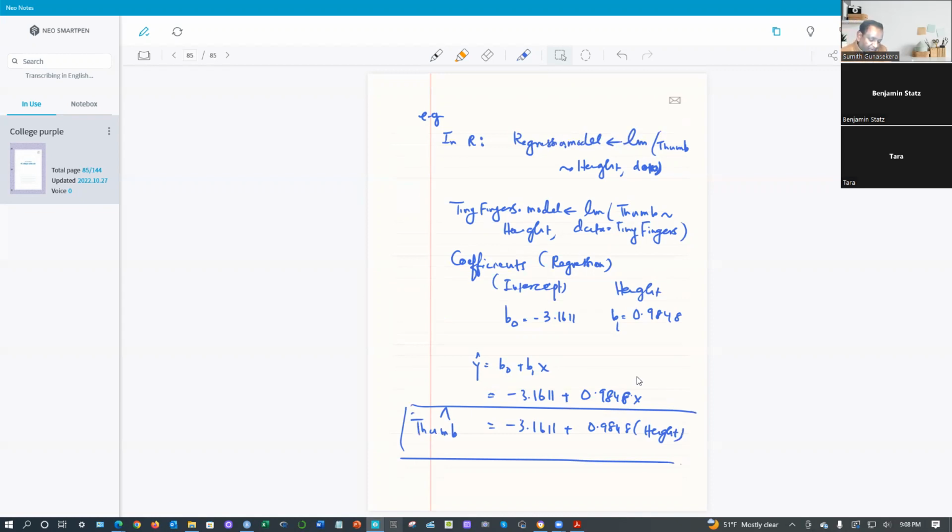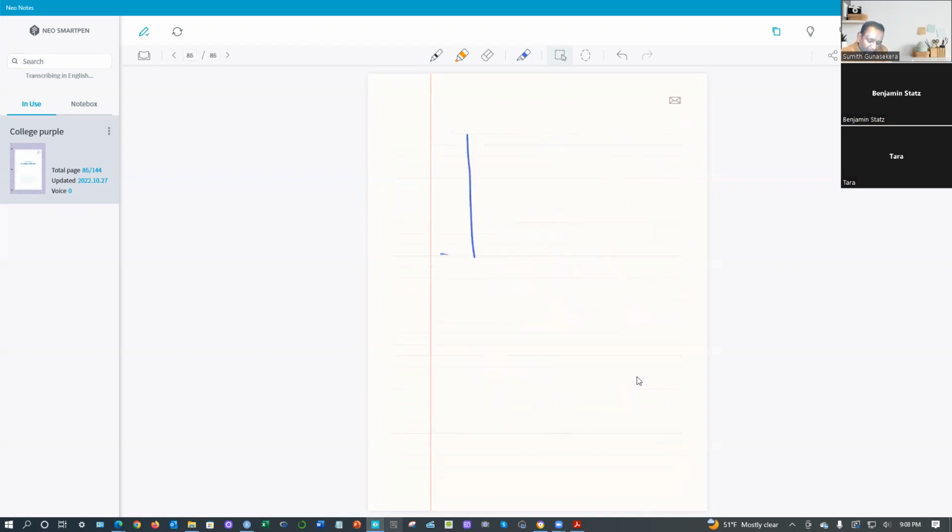Let's say you put this into this setting: x is height, a quantitative variable, and y is thumb length, which is quantitative too.